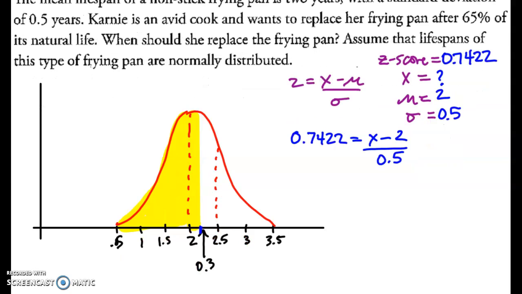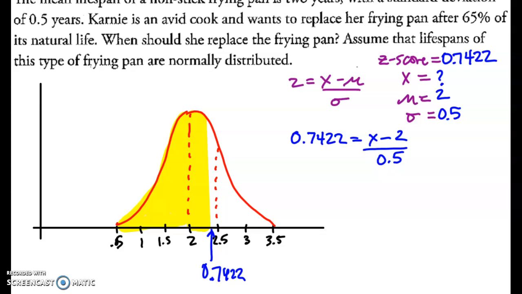Just as a tiny aside, I was a little bit off on my estimation. I see that 0.74 is 65%, so really I should have been about here. If the Z-score would be 1 right here, then 0.7 would be just below it. So I can really even just erase this 0.3, and we could put an arrow where we're actually working at, which is right here, at a Z-score of 0.7422. That looks better. Okay, so let's solve it over here.